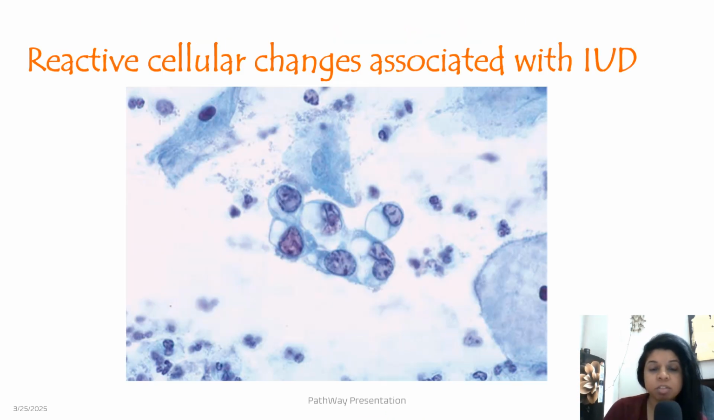And then reactive cellular change in IUDs, like you can see so much vacuolated cytoplasm and vesicular nuclei and prominent nucleoli. And the vacuolated cytoplasm is so much that it gives a signet ring kind of appearance. So you should elicit the history of IUD when you see such kind of cells. And you should also rule out herpes simplex infection, because there also you can see vesicular cells, no, vacuolated cells.